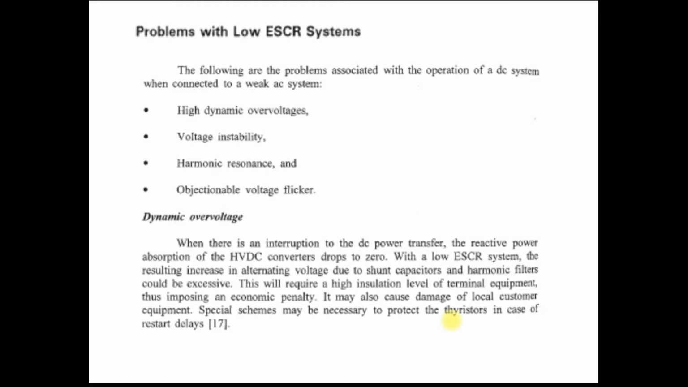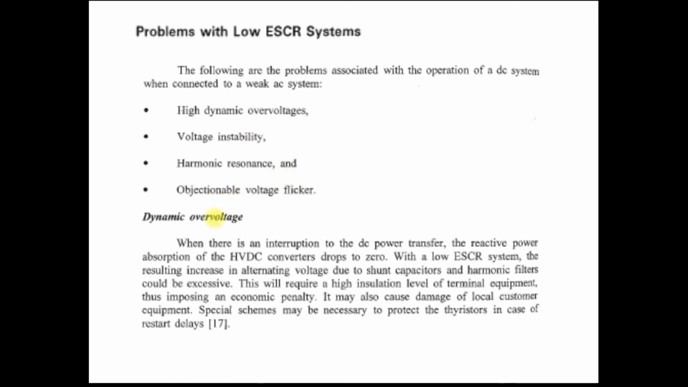Now the next topic is what is the problem associated with the low effective short circuit ratio of the system. There are basically 4 different problems associated with the operation of the DC system when it is connected with the weak AC system. Weak AC system means low effective short circuit ratio. The first problem that happens because of low effective short circuit ratio is high dynamic overvoltage. So high dynamic overvoltage happens in the weak AC system.